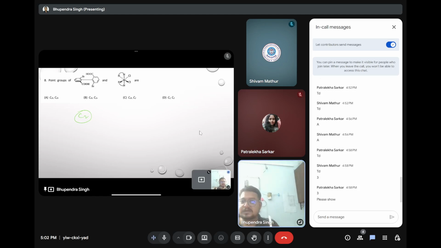Because if C2 is present, which means two C2 axes perpendicular to each other is not present. If they were present, the point group would be D2. So D2 is not there, which means two perpendicular C2 axes are not present. So it is easier to find the plane now. If you are able to find the plane, then the point group will be different. If there is no plane, then the answer would be something else.